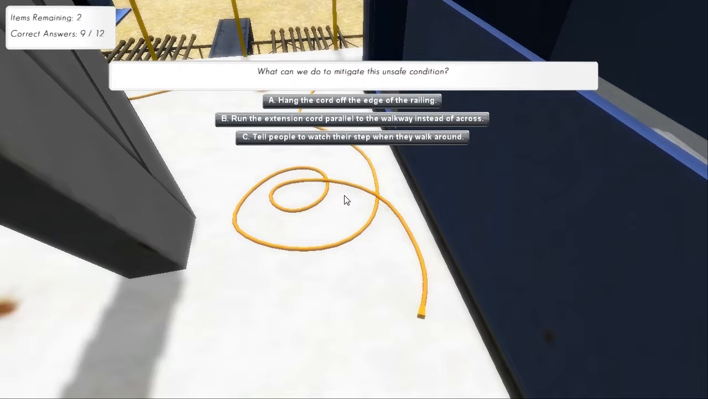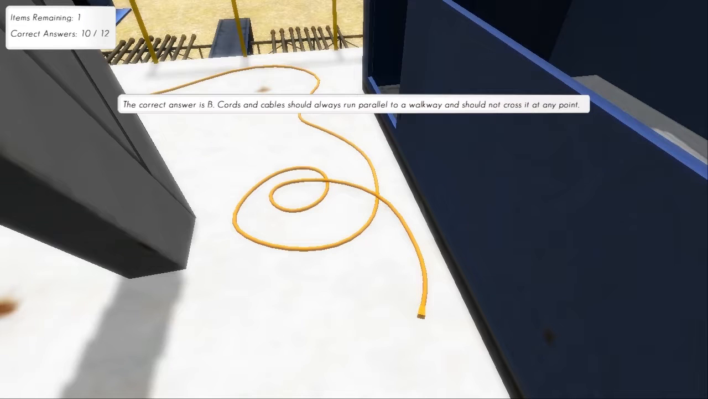What can we do to mitigate this unsafe condition? A. Hang the cord off the edge of the railing. B. Run the extension cord parallel to the walkway instead of across. C. Tell people to watch their step when they walk around. The correct answer is B. Cords and cables should always run parallel to a walkway and should not cross it at any point.